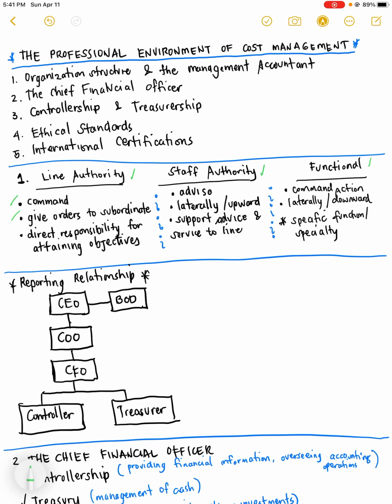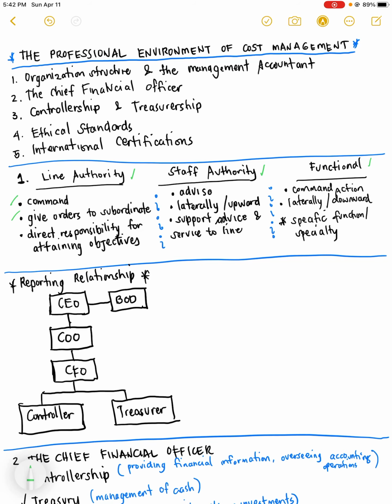Even if they are staff authority by nature, they are given the right to command laterally or downward, specifically to the function of telling the people within the organization how to apply the procedures involved in the accounting system. Okay, so that's basically the difference between a line authority, the staff authority, and the functional authority. Line authority is mostly downward, staff authority is mostly lateral and upward, and functional authority is a combination of the two, having the right to command and at the same time laterally or downward.